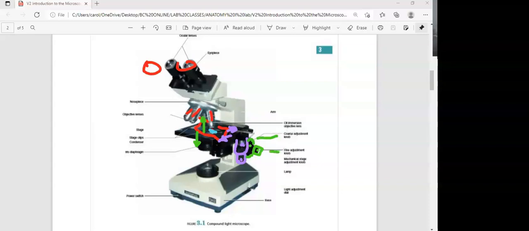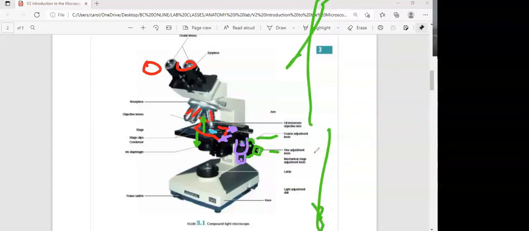The coarse adjustment knob is going to move the stage like this and like that, fast, in big movements. So you can move the stage up and down very fast. The fine adjustment knob is going to move it slowly, so you can actually see more details. You're going to be moving that fine adjustment knob a lot, but it moves the stage slowly like this. The coarse adjustment knob just moves it up and down very fast.